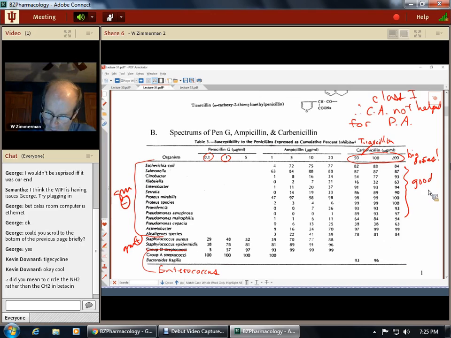Good gram-negative coverage, not everything. But we can't even talk about penicillin G in these gram-negatives. Ampicillin, well, what does ampicillin get? Ampicillin will get E. coli, it'll get Salmonella, it'll get Proteus. So you might say you can use ampicillin or amoxicillin.